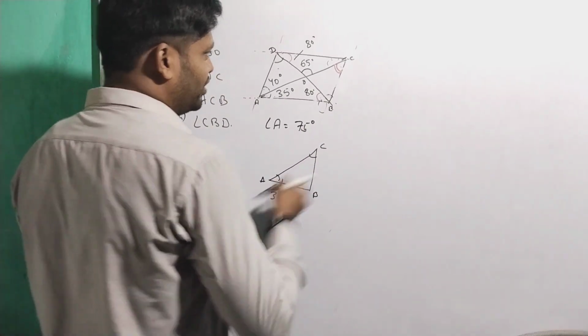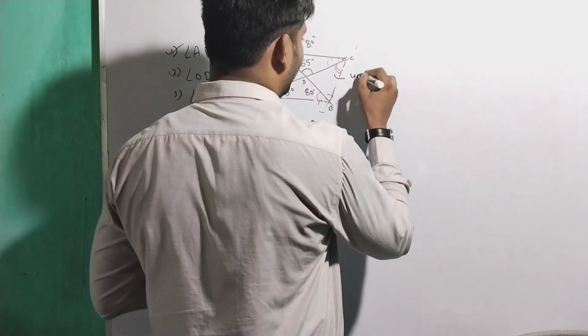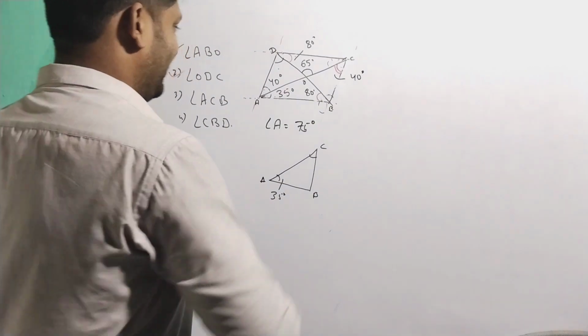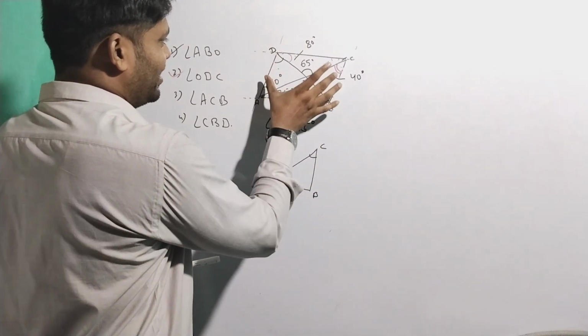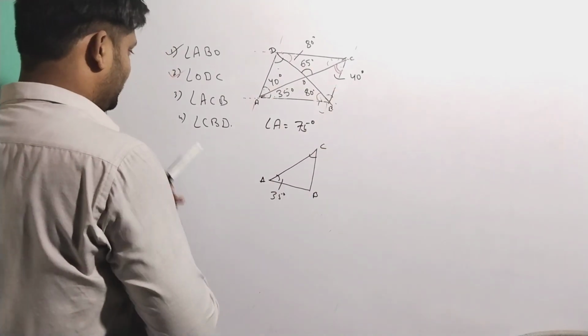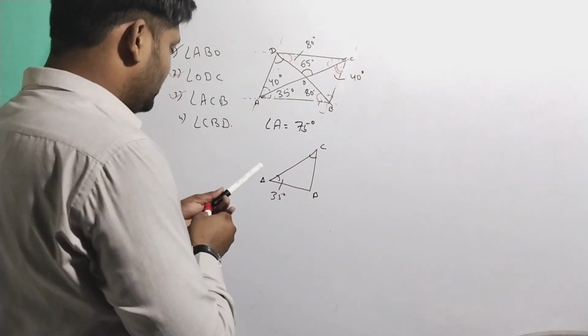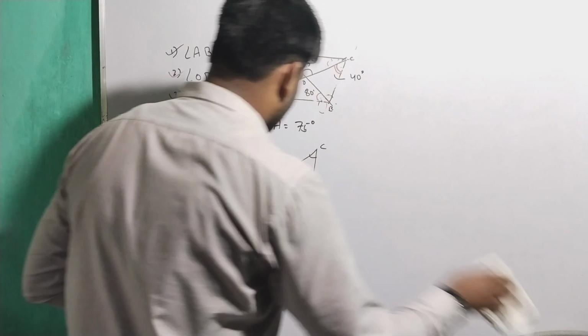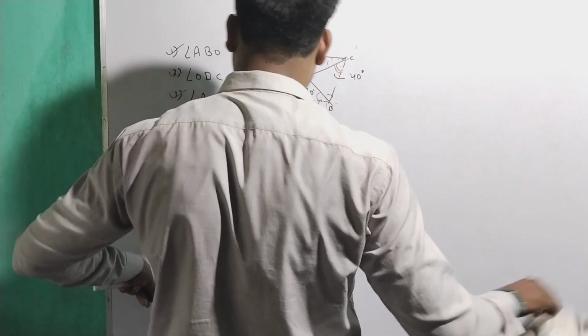So what to do? Nothing to do. Directly you write this is equal to 40 degrees because they are alternate angles. This one and this one, they are alternate. Why? These are parallel and these are transversal. This is also done. So use the properties. I was just not using them. I forgot. No need for such a big method.